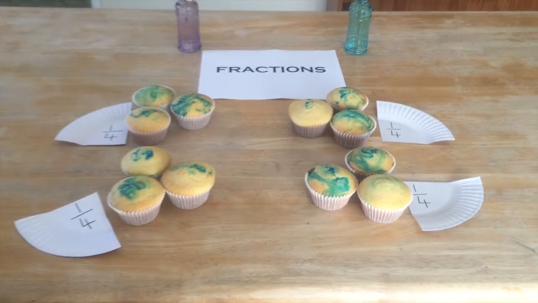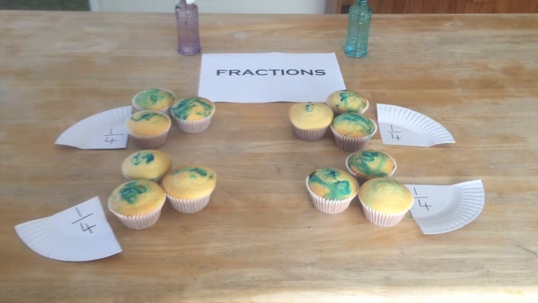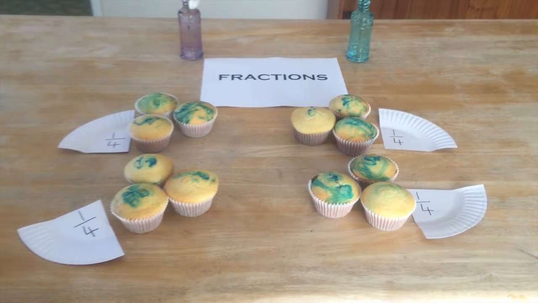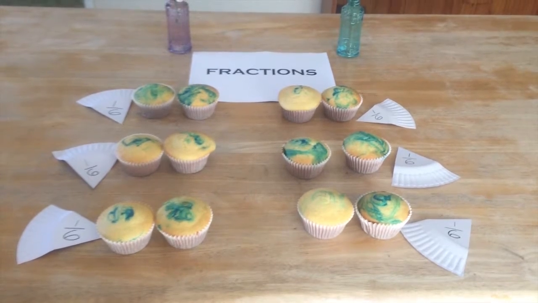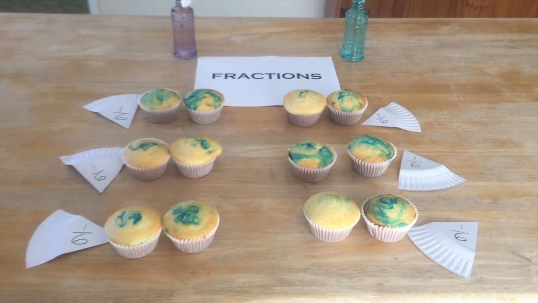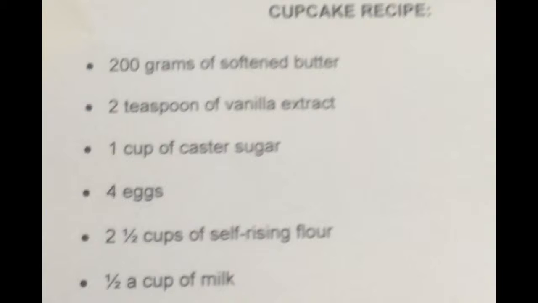We can make 4 even groups of 3 cupcakes each, 3 cupcakes representing 1/4 of a whole. Now we can see that this one whole can be split into 6 even groups of 2 cupcakes each.